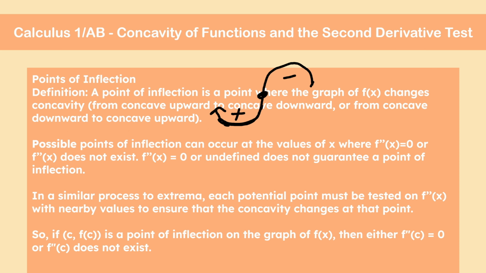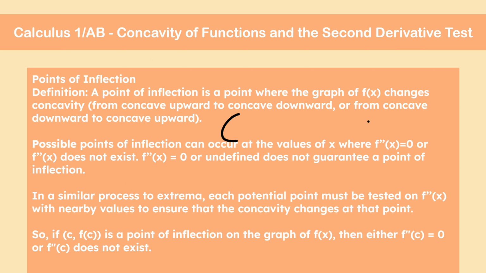but now it's facing down. So possible points of inflection can occur at the values of x where the second derivative is equal to 0, or the second derivative does not exist. The reason why I say possible is because the second derivative equaling 0 or being undefined does not guarantee a point of inflection. So, in a similar process to extrema, each possible point must be tested on the second derivative with nearby values to ensure that the concavity changes at that point.